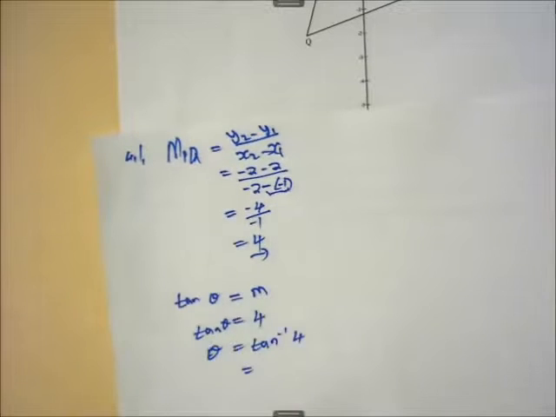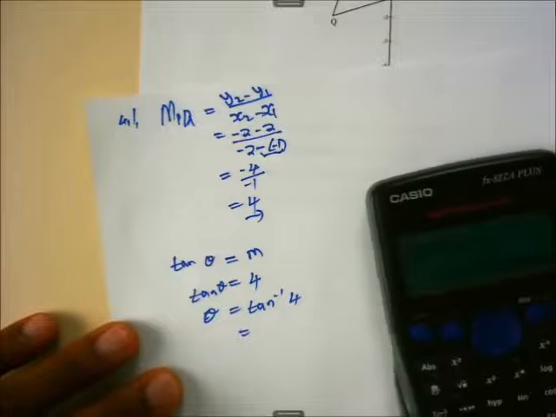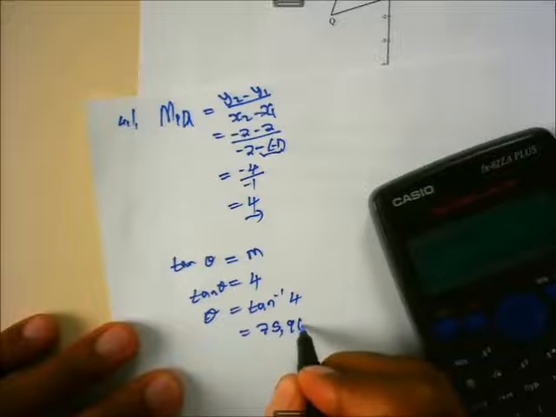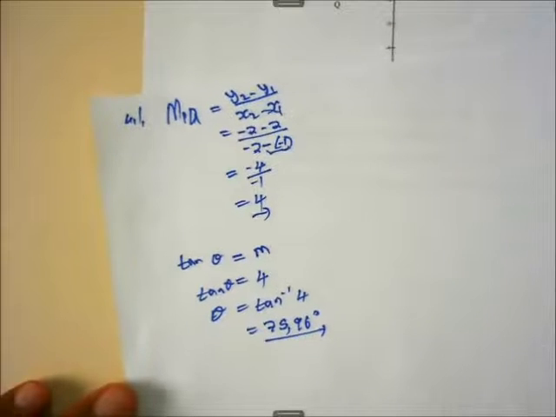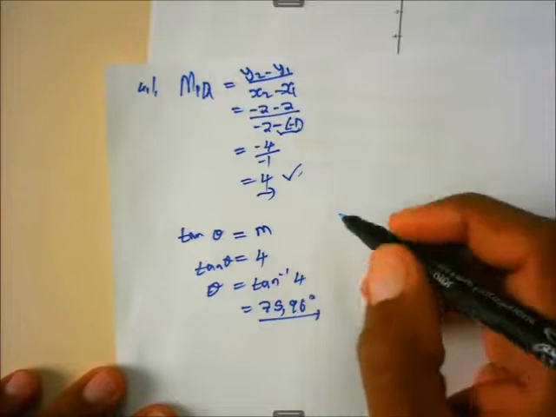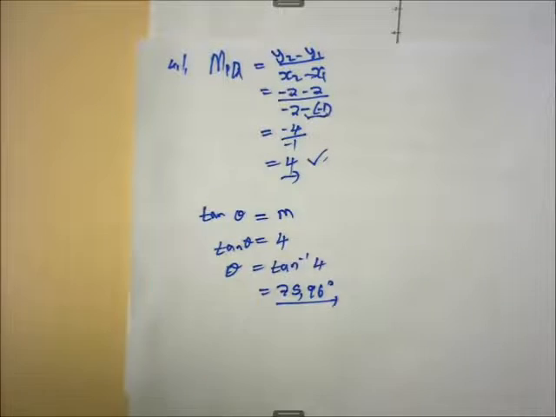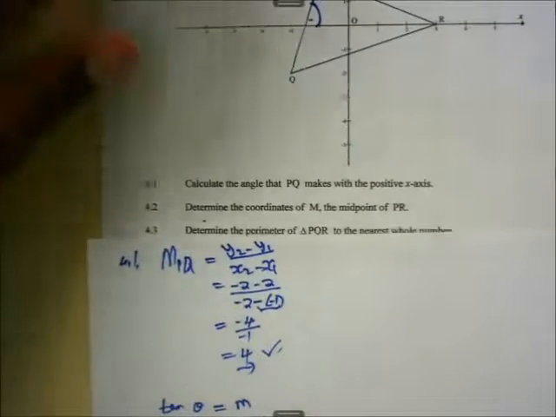Now, what is the answer on this one? Of course, you can use your calculator. Then we have the inverse of tan 4, and our answer there is 75,96 degrees. Of course, it's very important: the gradient is positive. If the gradient is positive, it means we are expecting to get an angle which is less than 90. Of course, that is the first question there.